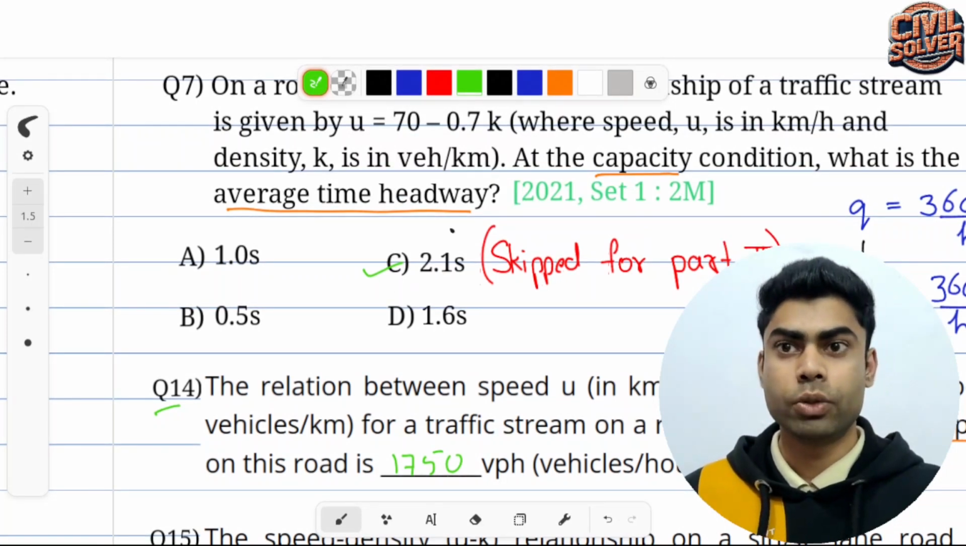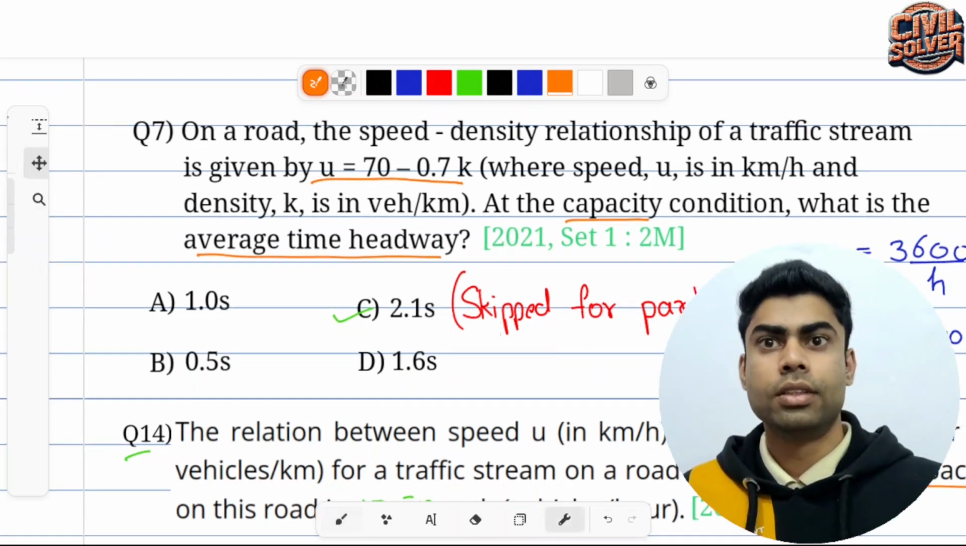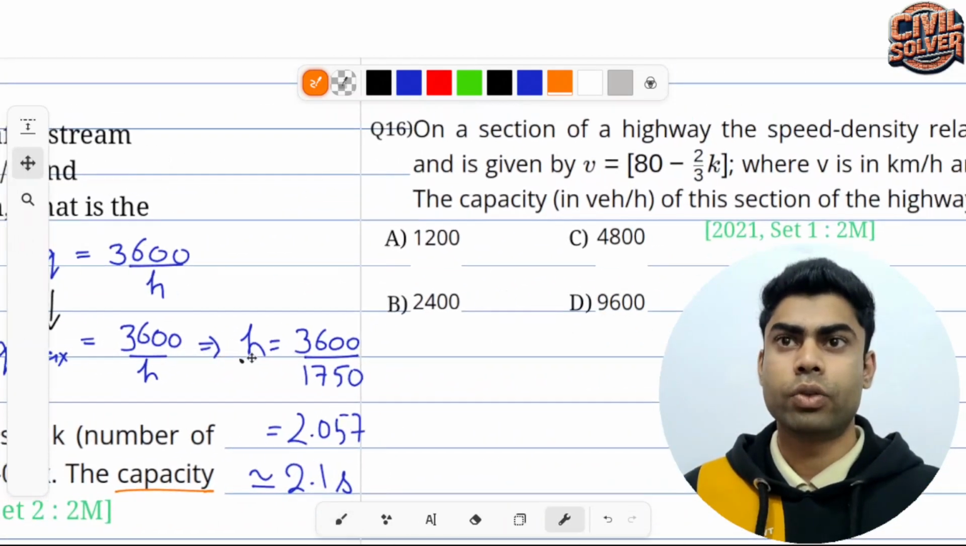See, all these three questions are the same because the equation of the line between speed and density was also the same in all three questions. And first we need to find the capacity and then this headway. Okay. Now moving on to the next question, we have question number 16.